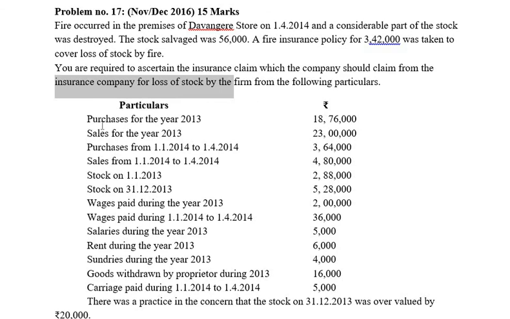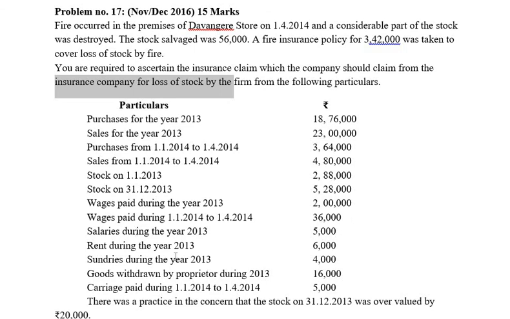See, particulars, rupees. Purchase for the year 2013 is 18,76,000. Sales for the year 2013, 43 lakhs. Purchase from 1st Jan 2014 to 1st April 2014, 3,64,000. Sales from 1st Jan 2014 to 1st April 2014 is 4,80,000. Stock on 1st Jan 2013 is 2,88,000. Stock on 31st December 2013 is 5,28,000. Wages during the year 2013, 2 lakhs. Wages from 1st Jan 2014 to 1st April 2014 is 36,000.